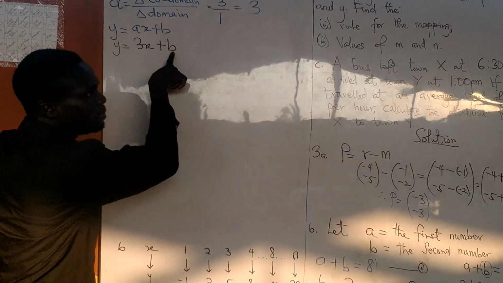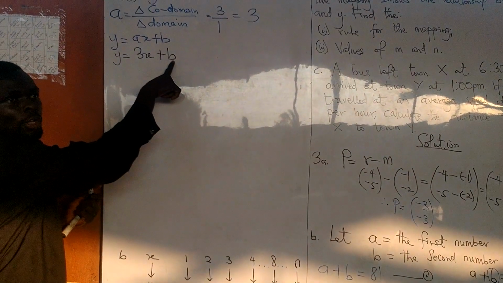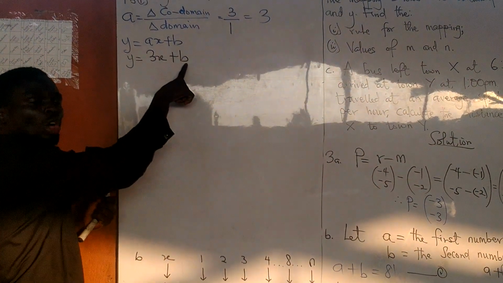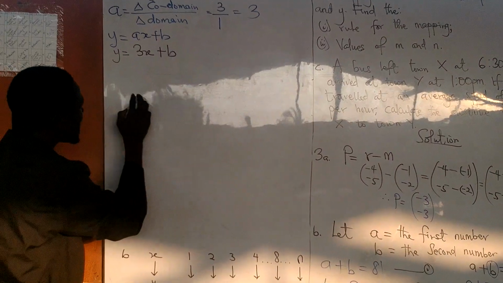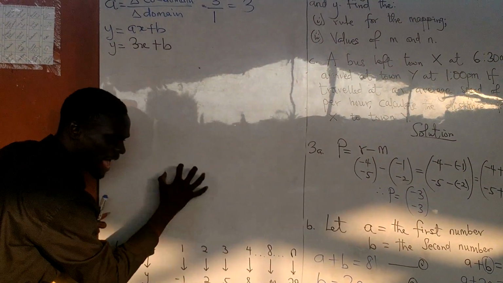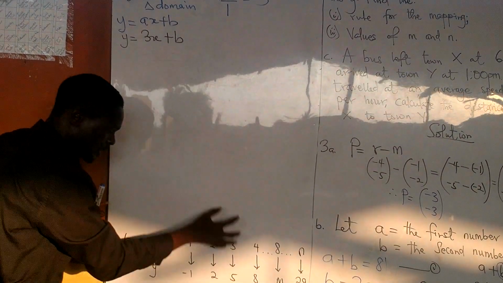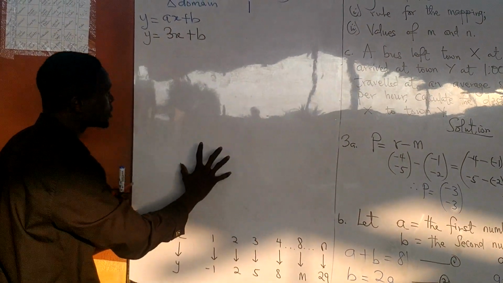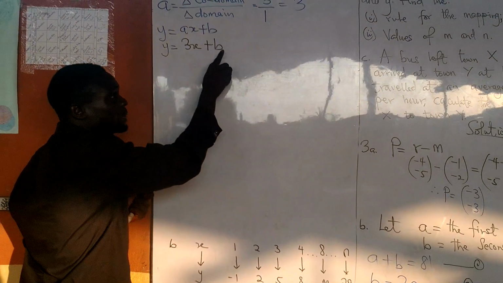Then now we are left with b to solve for. So how can I solve for b? To solve for b, we pick any pair of values here. We pick its x and its corresponding y. We pick the y and its corresponding x. Then we substitute there to find the b.